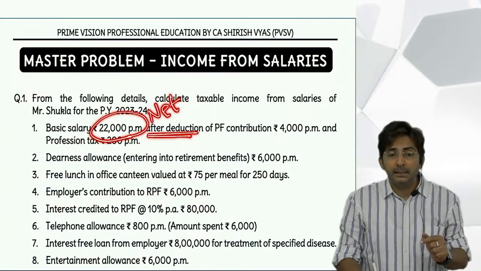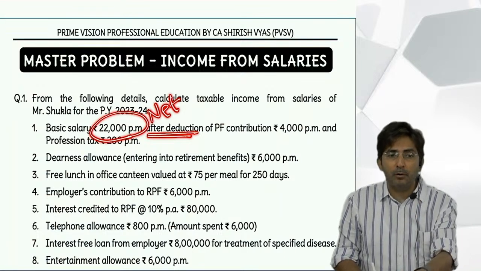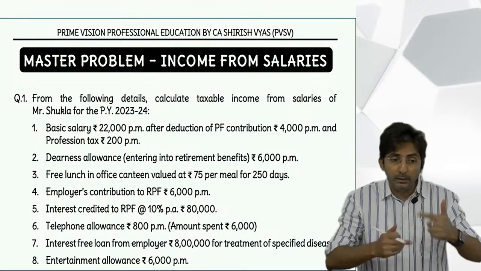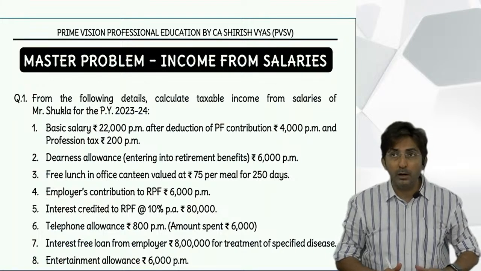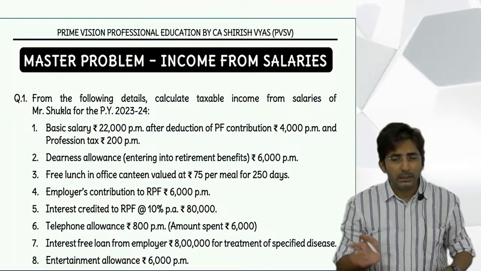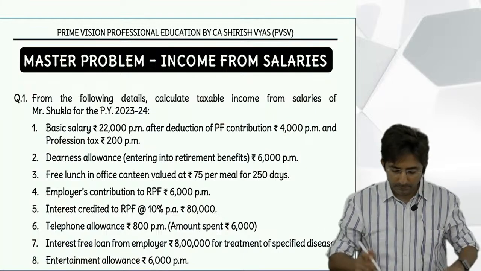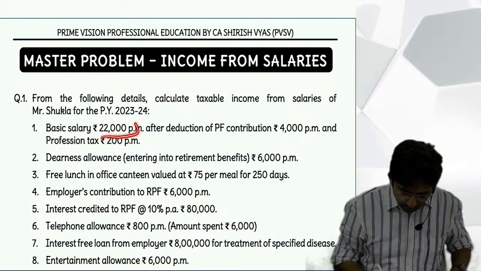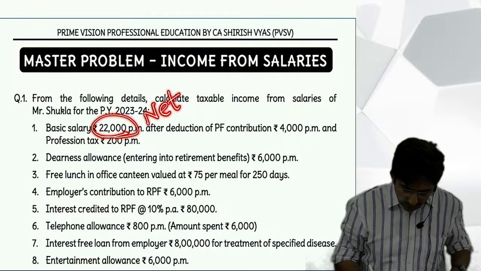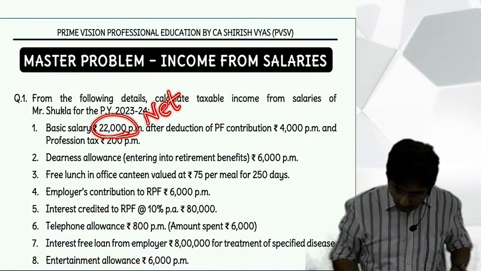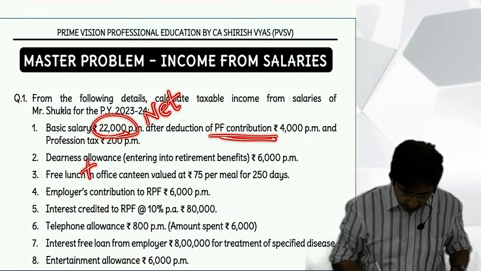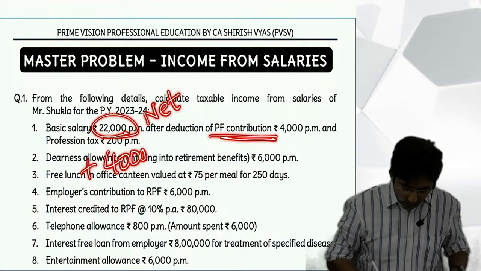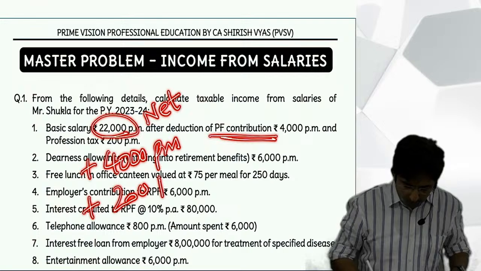But then what did I say? If in the question they give you net amount, you will write net or gross? Gross. So here you have to convert the net figure into gross. How to convert net to gross? Whatever they have deducted, add back. So this is the net amount. In this I will add back provident fund contribution of 4,000. Then profession tax of 200 per month. Add and tell me.